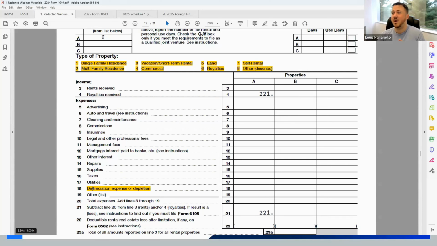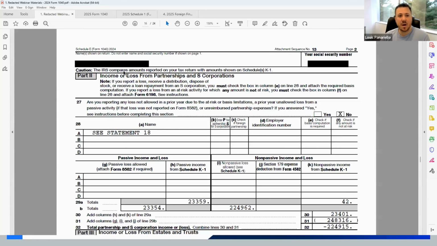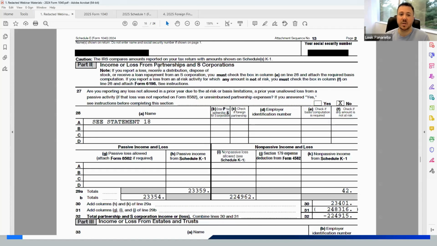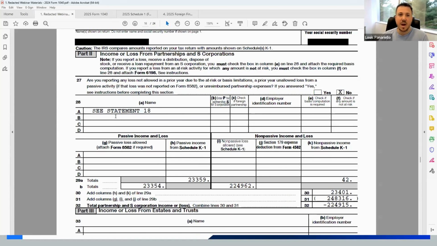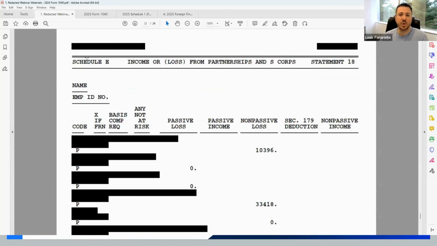and as a non-cash item. The second portion of Schedule E, Part 2. So this is income, this pass-through income or losses from partnerships and S corporations. So we talked about the federal statements before. This is directing us to Statement 18. So I'm going to go on to the back of the tax return here and show you Statement 18.